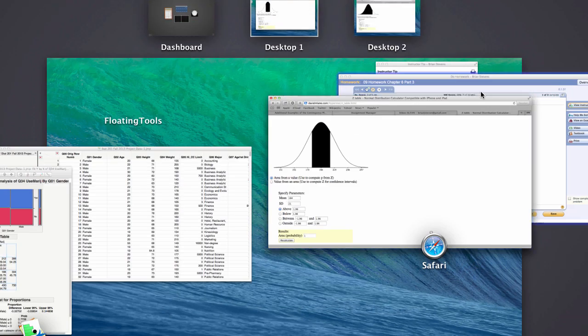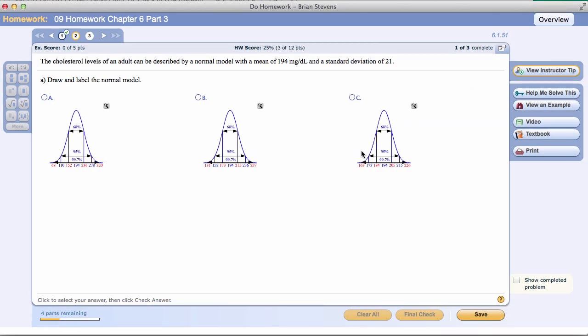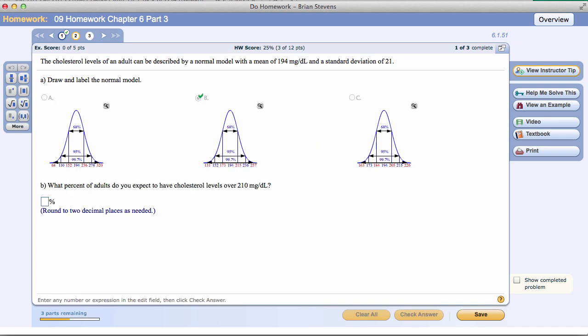So let's see what the question asks us. It asks us, draw and label the model. Well, since we've already drawn it out, it's nice and easy. We can look at what's on the other screen, and practicing drawing this out for the test is always good. As you can see, the standard deviations over here are too big, too small, and the middle is just right. What percent of adults do you expect to have cholesterol levels above 210? Now 210 is right here.